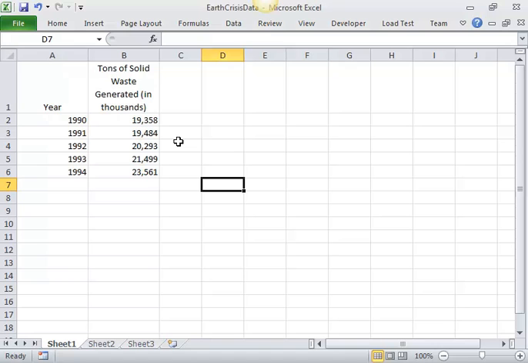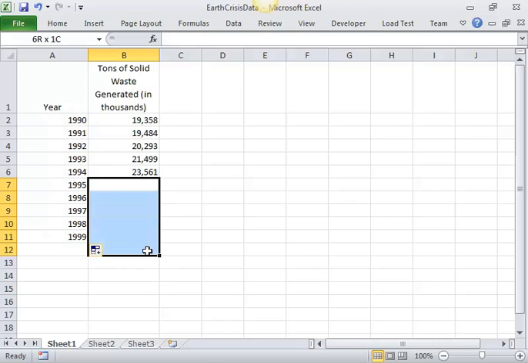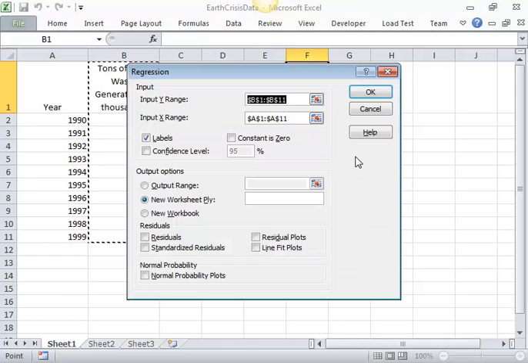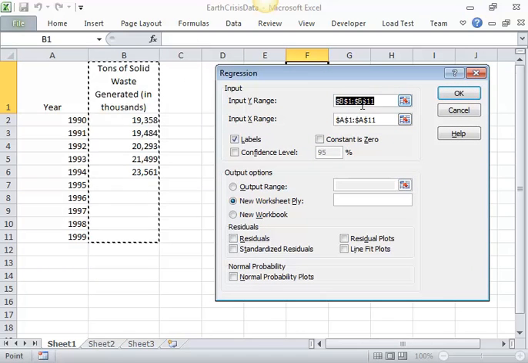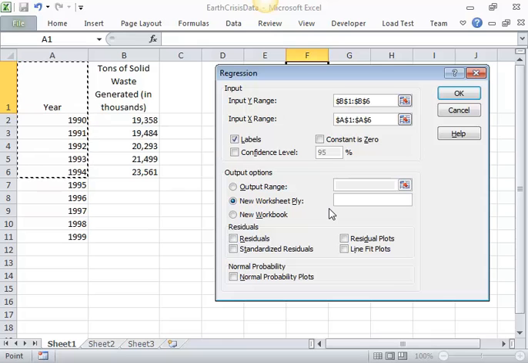As before, we need to figure out what we know and what we don't know. We know we want the years 1995 through 1999. What we don't know is the amount of solid waste in those years. So first, we're going to go to data analysis, regression, and we're going to tell it that our Y range is tons of solid waste for the period in question, and our X range is the year from 1990 through 1994.